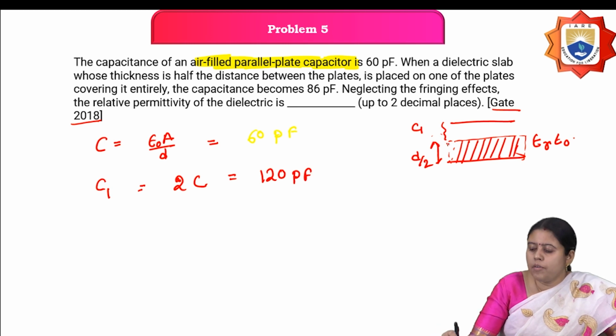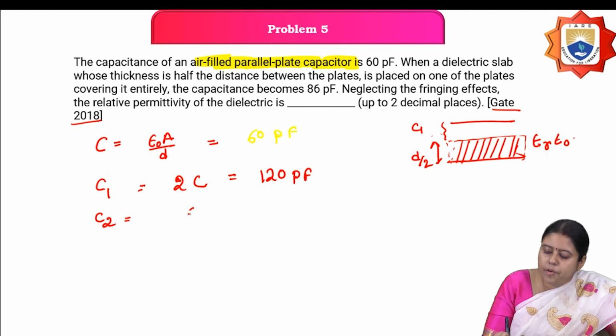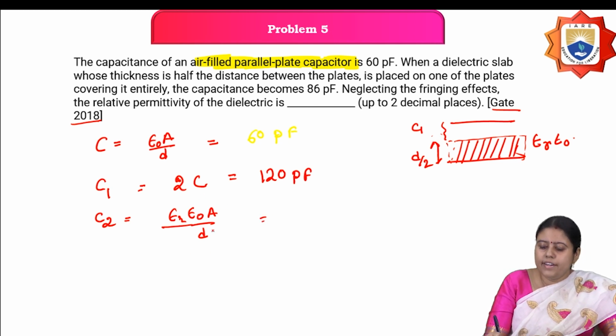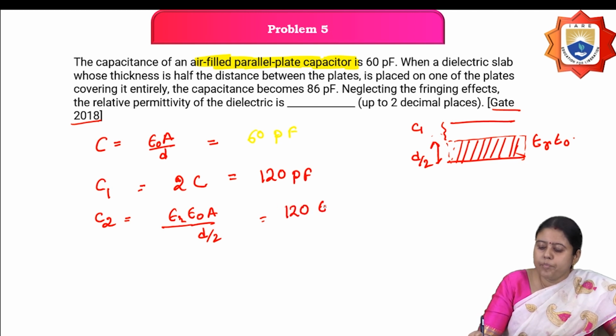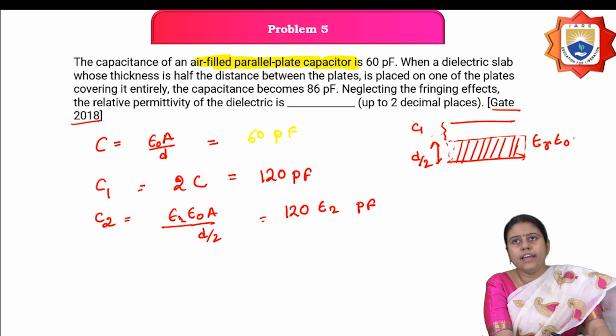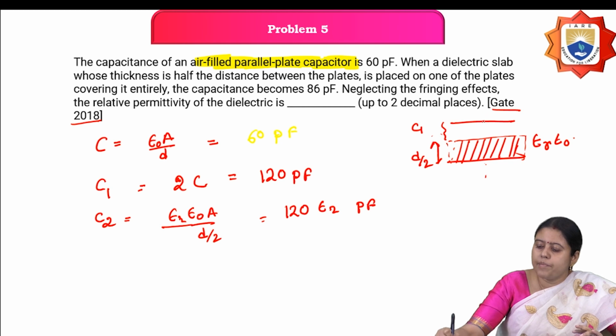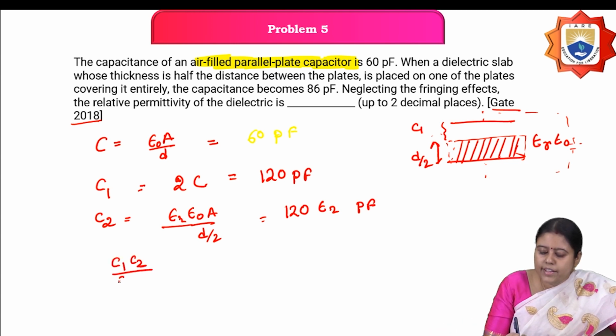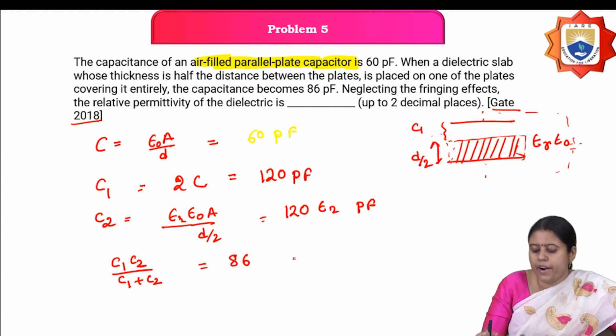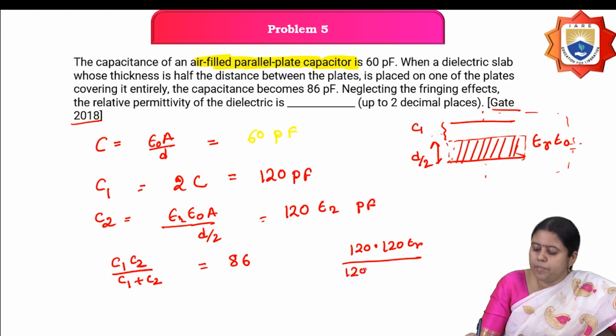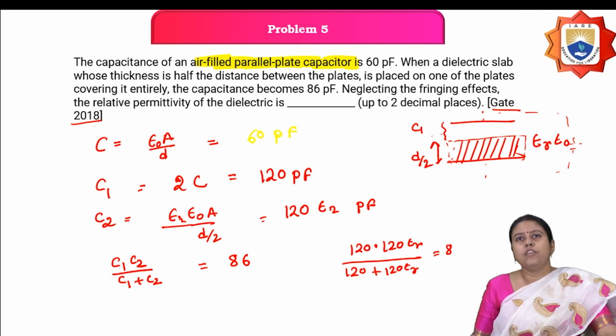Okay, so what is the second case? Second case, C2 is equal to epsilon naught epsilon R A by d by 2. So we can write 120 epsilon R picofarad. So we got 120 picofarad and 120 epsilon R picofarad. These two capacitors are connected in the series connection, so C1 C2 by C1 plus C2 is equal to 86 picofarad. So we can write 120 into 120 epsilon R by 120 plus 120 epsilon R is equal to 86. And after solving, we can get the value of epsilon R.